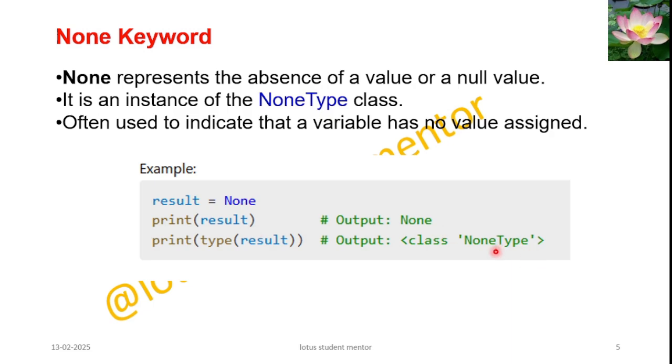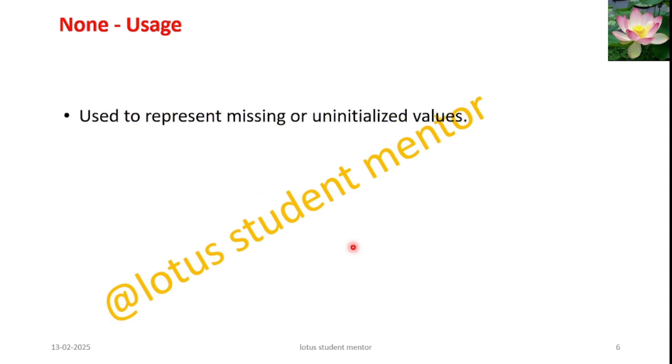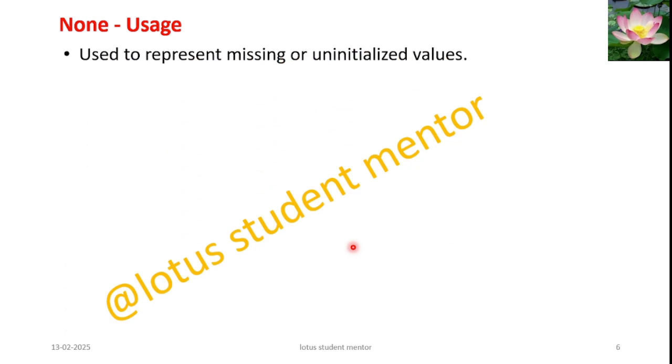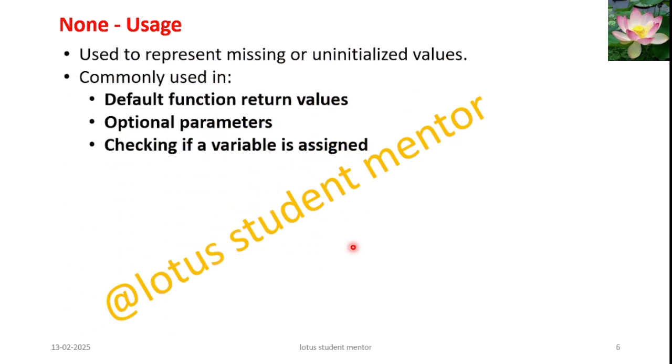That's what it is showing. That is the NoneType class. That is, None is the NoneType class. Now, None usage: it is used to represent missing or uninitialized values. Commonly used in default function return values, optional parameters, and checking if a variable is assigned.